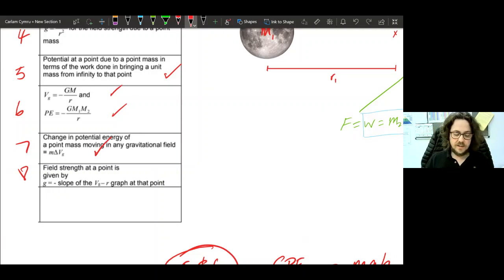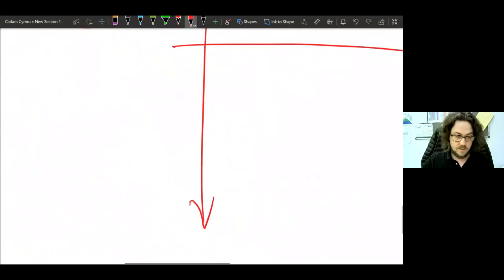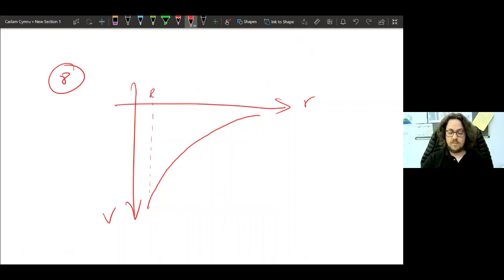And then finally, we're looking at field strength. The field strength at a point, given by g, is the slope of the graph. So if I have a graph of V against R, I can expect it to look like this. Remember, it's large and negative to begin with. So close to the surface, or at the surface, and I'm using big R here, it's large and negative gravitational potential. And as we go away, it decreases in its magnitude via the inverse square law. All that last bit means is if I was to draw a tangent at this point, then the gradient of this line would be equal to g, the gravitational field strength.